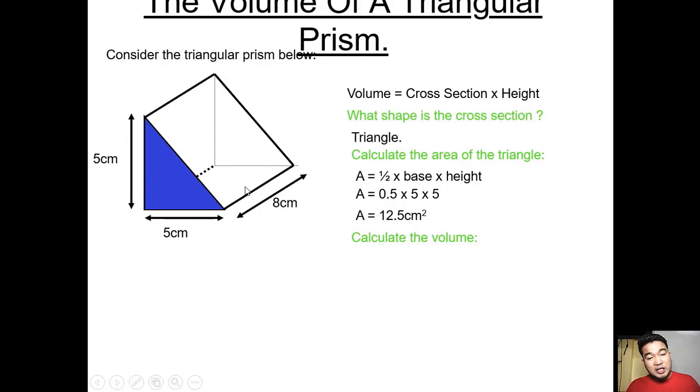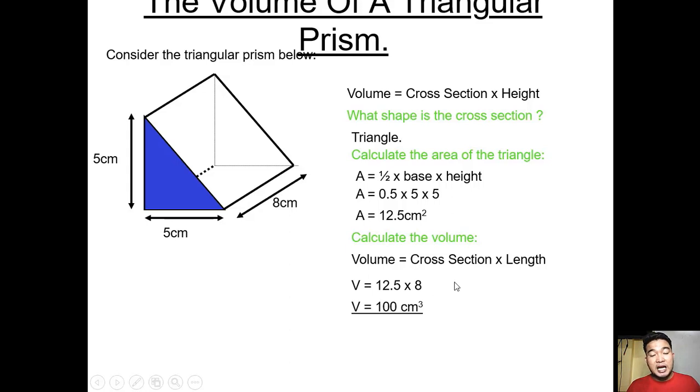Then after that, we know that each cross-sectional area, or each layer, is composed of 12.5 square centimeters. So meron tayong 8 na layers kung ilalagay natin siya dyan. So we simply multiply the cross section, which is 12.5 square centimeters, by length, or by the height of this triangular prism, by 8. So you will have 12.5 by 8, which is equivalent to 100 cubic centimeters, which is the volume of the triangular prism. So always remember that in computing the volume of a prism, it is simply the area of the base times the height, or the cross-sectional area times the height. That is always like that.